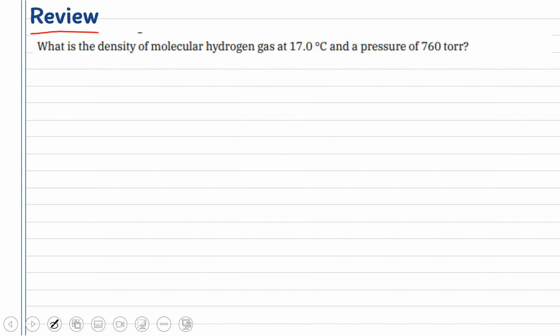The whole idea for the ideal gas equation in helping us develop molar mass and gas density is to use the equations that we already know to help us find gas density. Okay, and so this is just a quick review from last time before we move on.